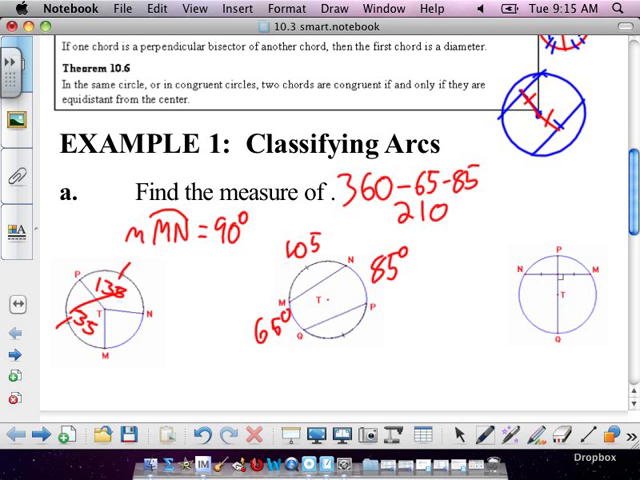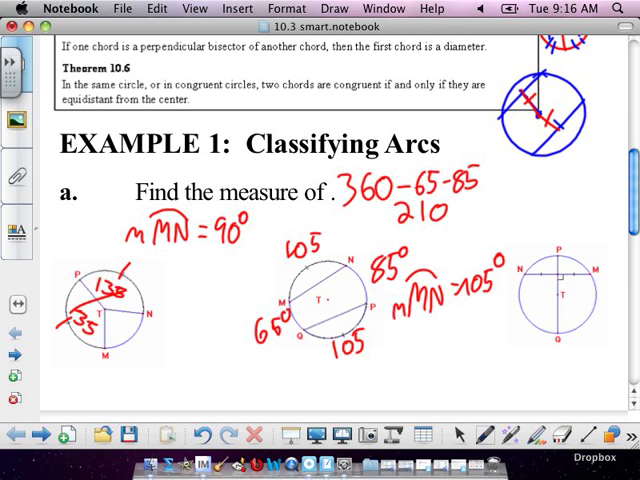Why do you divide it by 2? Because both of those have to be equal to each other. We've got 4 arcs, right? We've got arc 65, arc 85, arc 105, arc 105, okay? So if I took away those two, I know I've got 2 arcs left that are equal to each other, so I divide by 2. And I get that the measure of arc MN is 105, and I know that that is congruent to arc QP.